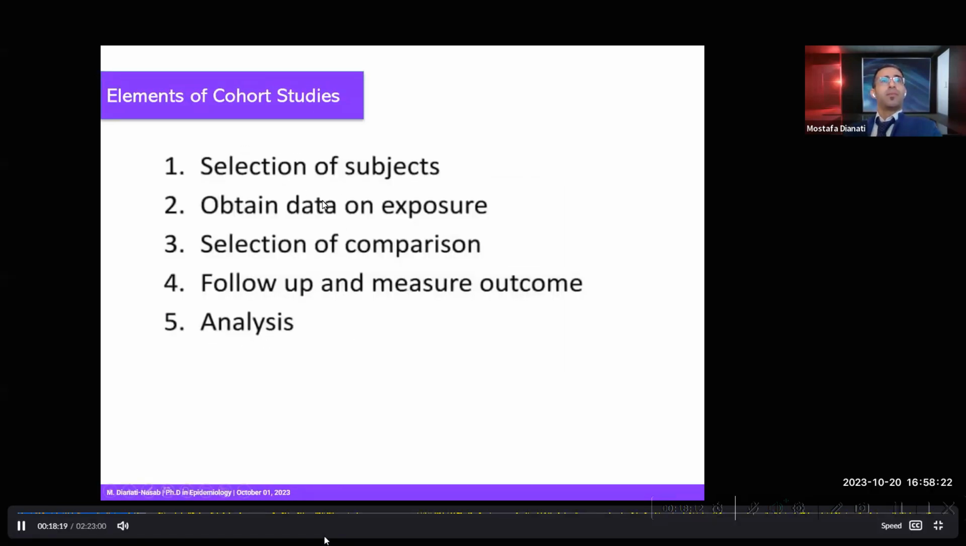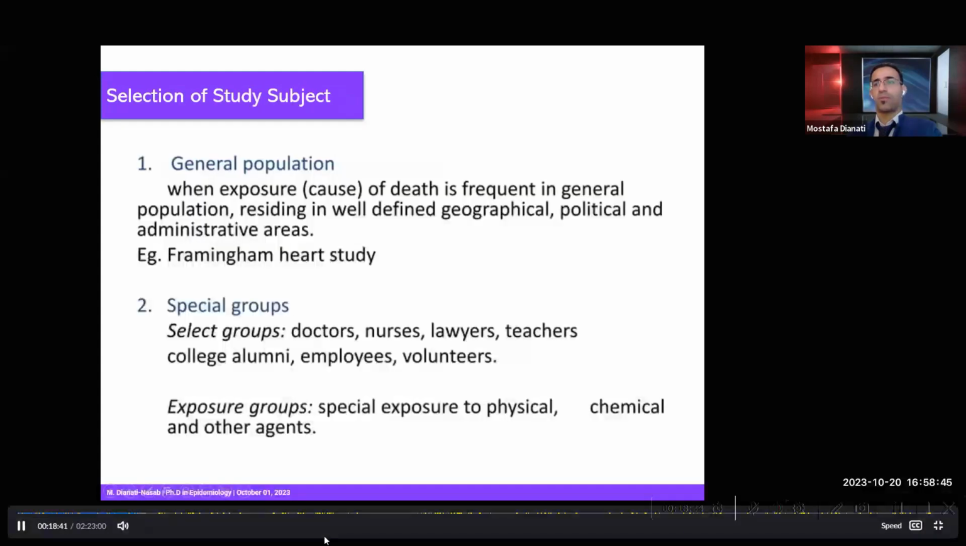So there are some elements about cohort studies that I'm going to cover in this presentation. First of all, selection of subjects, then obtaining data on exposure, selection of a comparison group, follow up and measuring outcome, and analysis. A key point here is the follow up of your population.